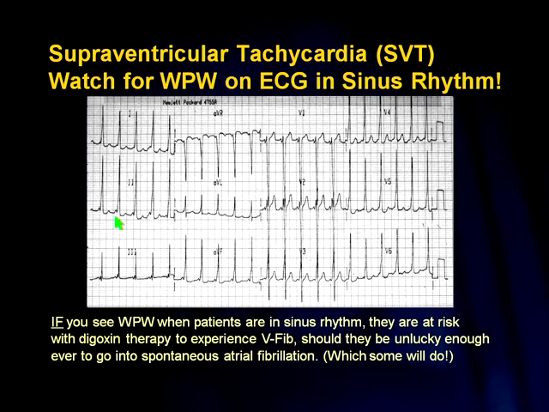That tells you that there is a Wolff-Parkinson-White pathway somewhere in the heart connecting the atrium to the ventricles, and it is alive and active during sinus rhythm. Those are the babies or kids, and definitely the adults, who are at risk of atrial fibrillation, then ventricular fibrillation if you use digoxin. So stay away from digoxin if you see this pattern on the EKG that you will get after you stop the supraventricular tachycardia. Okay? Everybody cool?